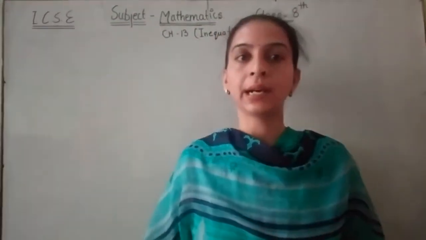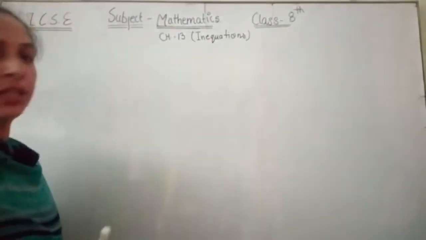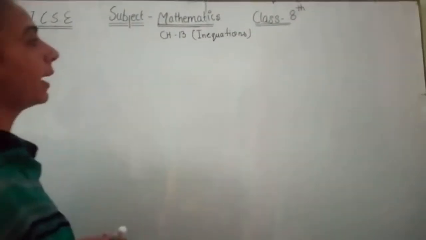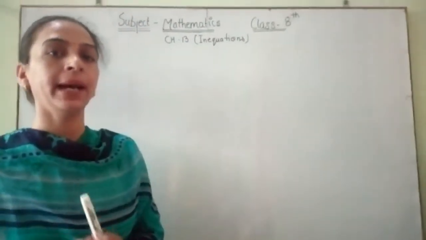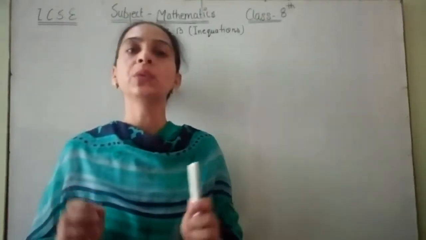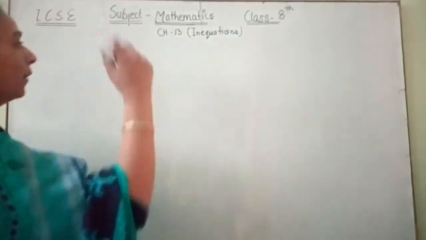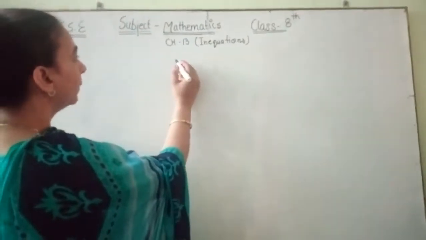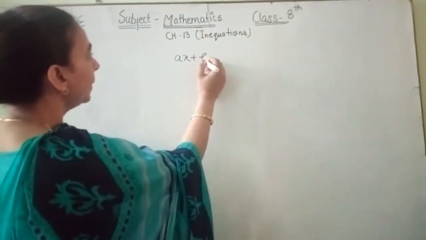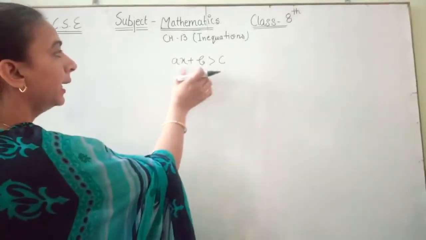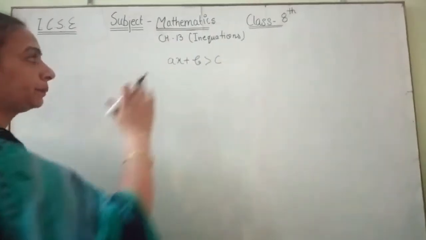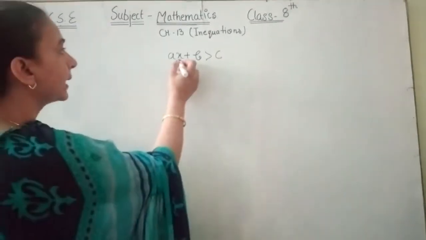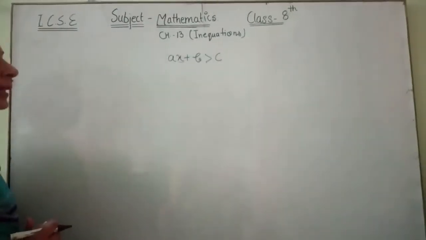So now we start. What is an inequation? An inequation is a mathematical statement in which two sides are not equal. For example, if we take the form ax plus b greater than c, this is a mathematical statement in which two sides are not equal. Then this is an inequation where x is a variable.